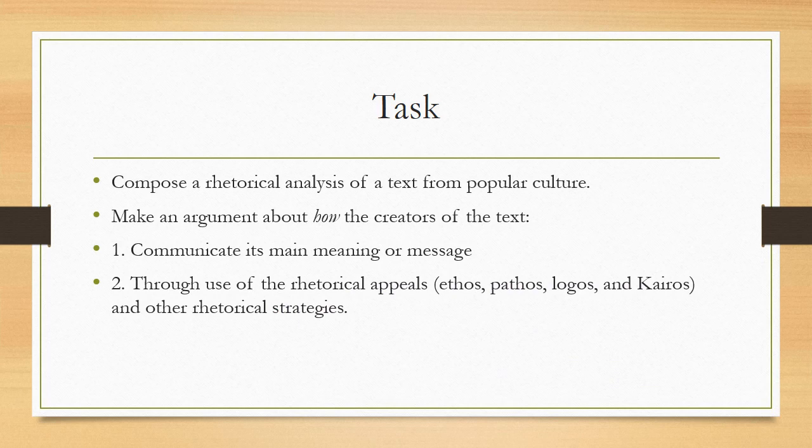Two, how does it do this? How does it communicate this message? Through the use of rhetorical appeals or other rhetorical strategies. So ethos, pathos, logos, kairos, like we talked about in Lesson 1: credibility, emotion, logical reasoning, and timing are the most common and most effective ways to communicate a message or try to create change. But of course, there are other strategies too. Once you think about what the message is, you can think about how it is doing this, and then you can start to figure out your subpoints for the paper.